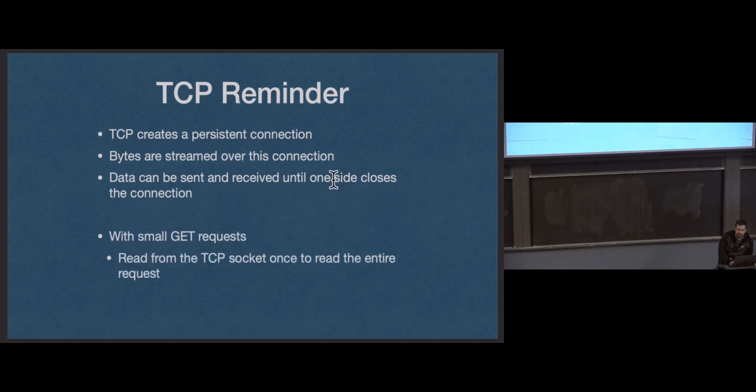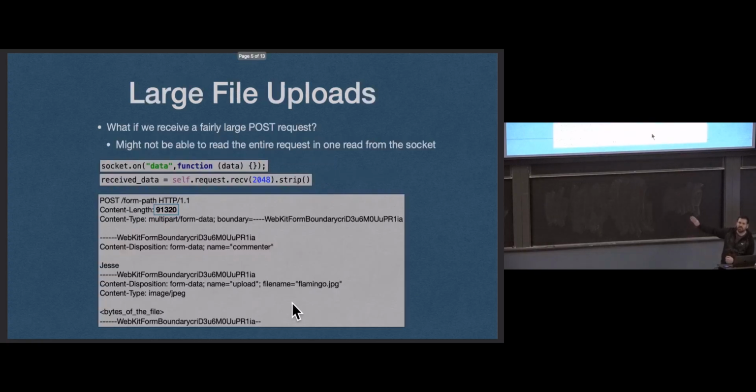So that would be you closing the connection, then no more data can get sent. With GET requests, we read once, we send once, and that's it. Request, response, done. That's all we need for HTTP. But what happens when we have a large image that's being uploaded and we receive our data with something like this?